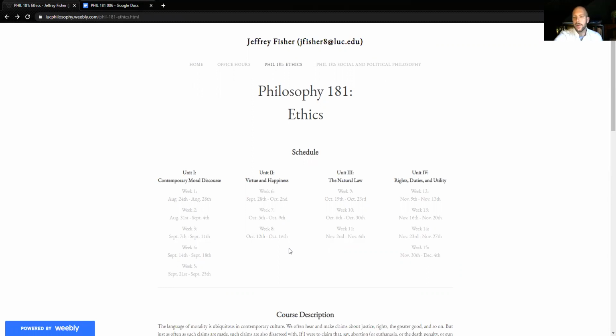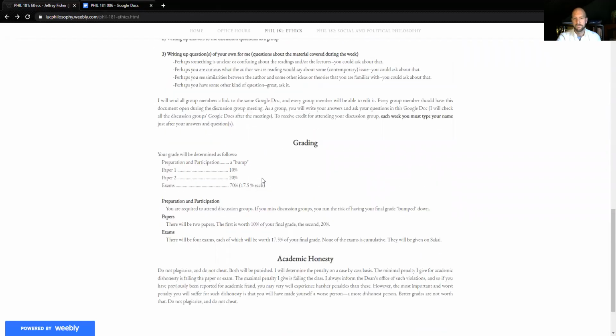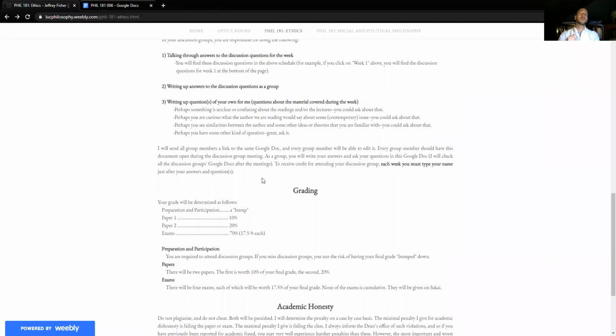And then the Unit 3 exam on the natural law, it's Aquinas. Unit 3 exam given on November 6th. It's just going to be on Aquinas and the natural law. It's not going to touch on Aristotle. It's not going to touch on the material from the first unit. Each of the exams is worth 17.5% of the grade, for a total of 70%. So the exams are the main component of your overall grade. They account for 70% of your overall grade.